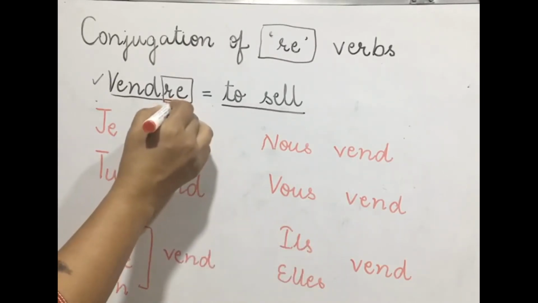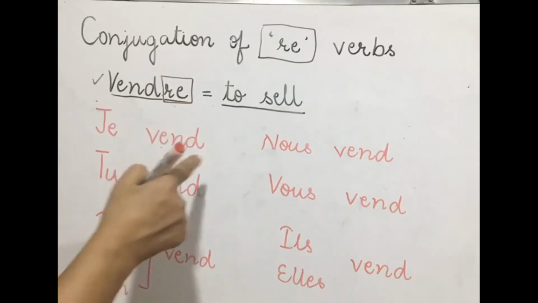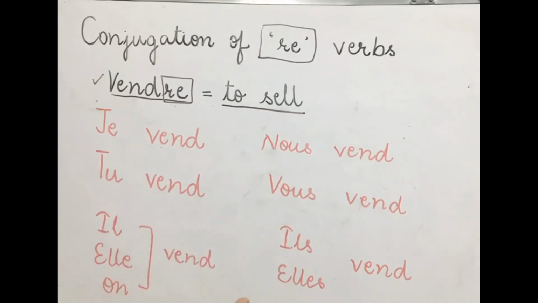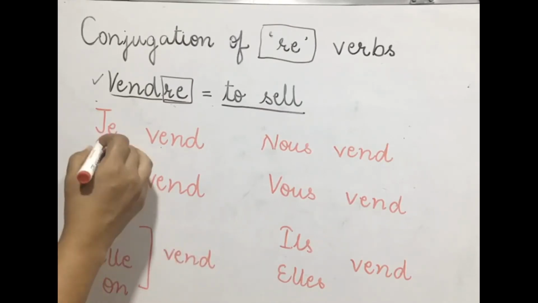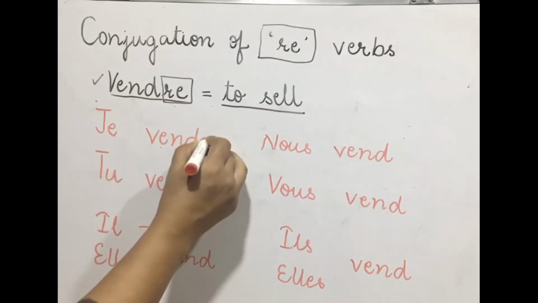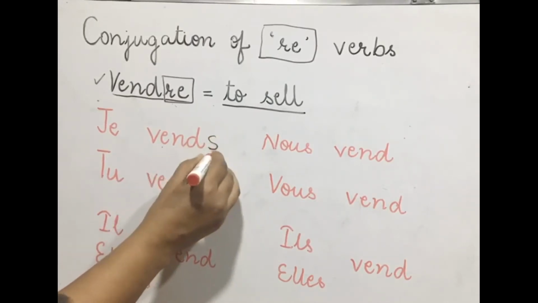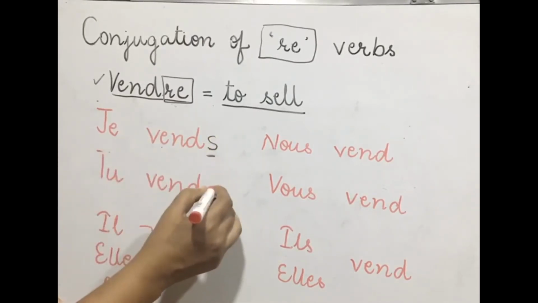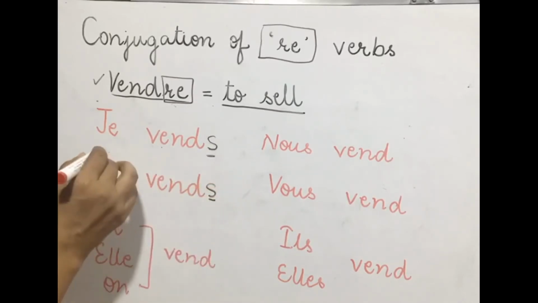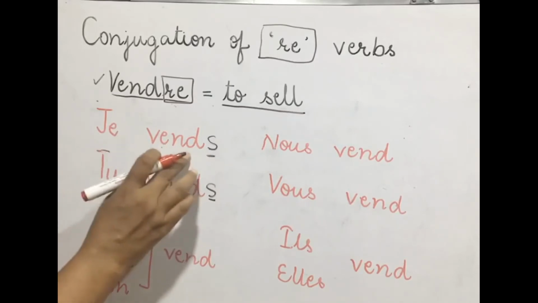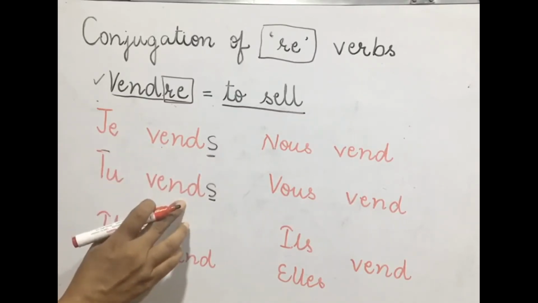Now after removing this RE, we will join the endings with these stems, and we will get the conjugation of our RE verbs that follow the regular pattern. So with je, it is je vends. The ending is S here. Je vends, tu vends. The ending is again S here, the same. Je vends, I sell. Tu vends, you sell.